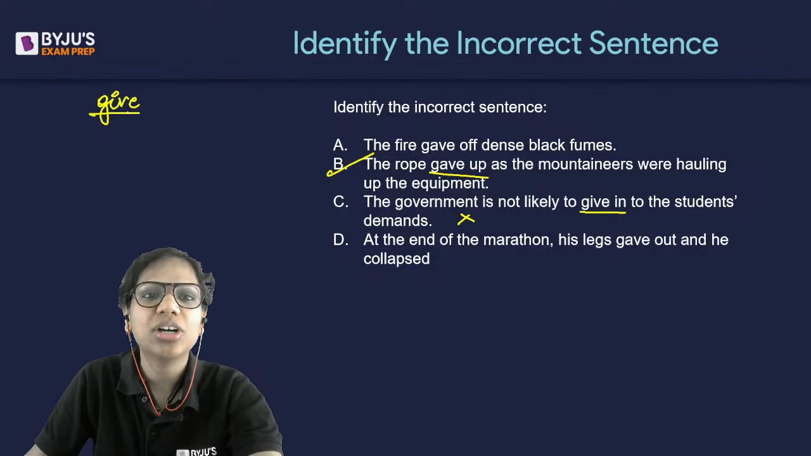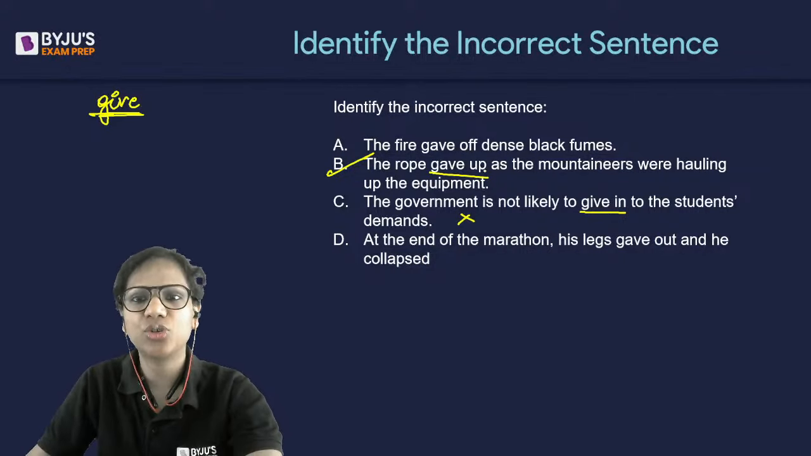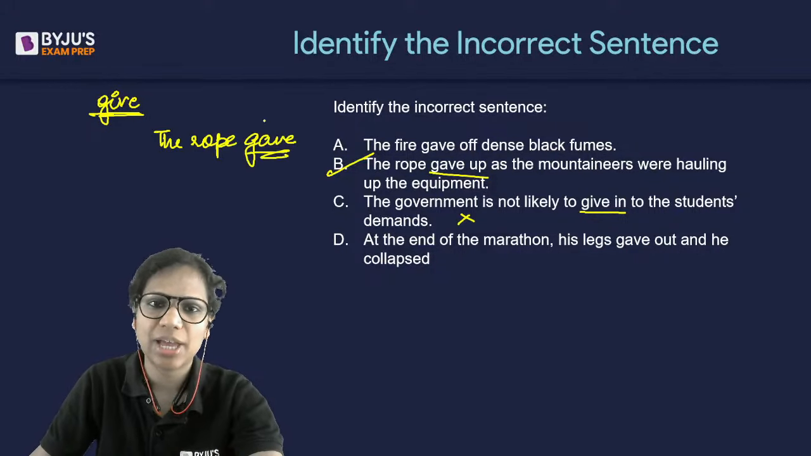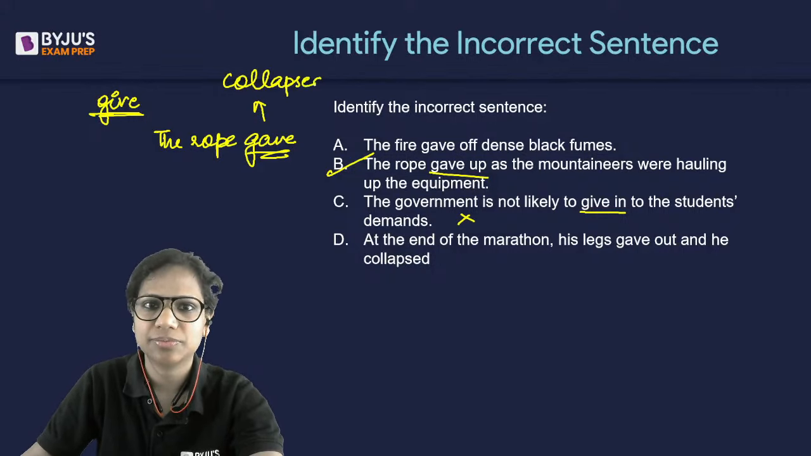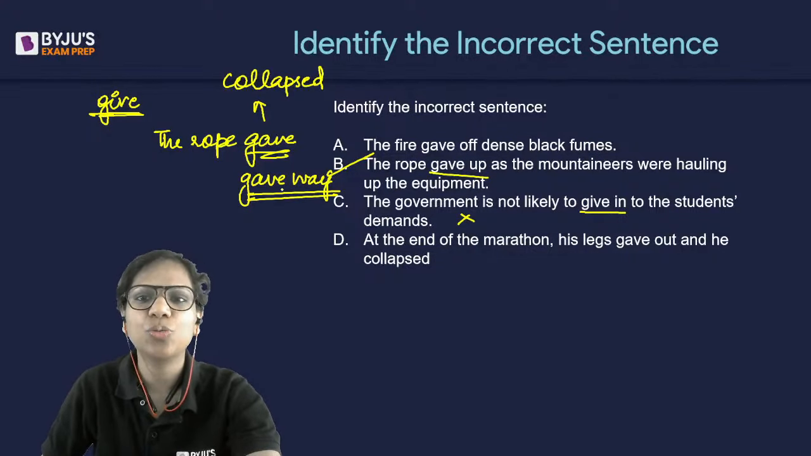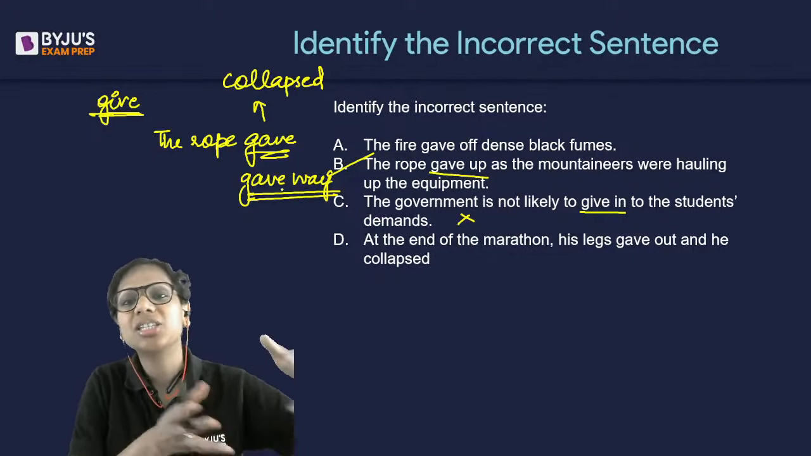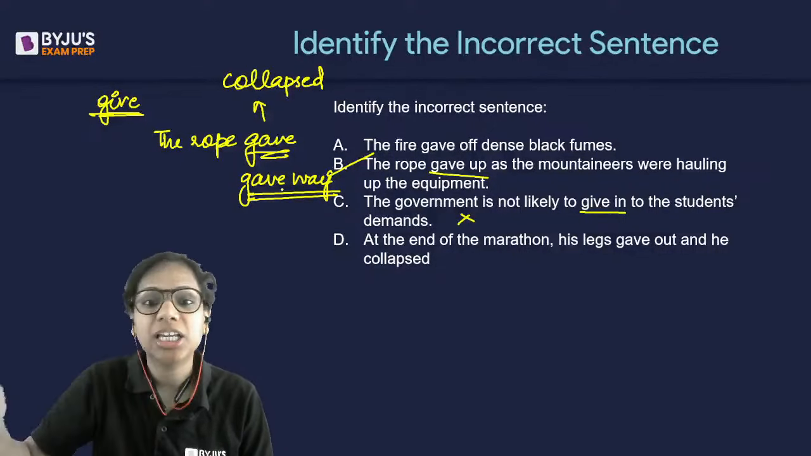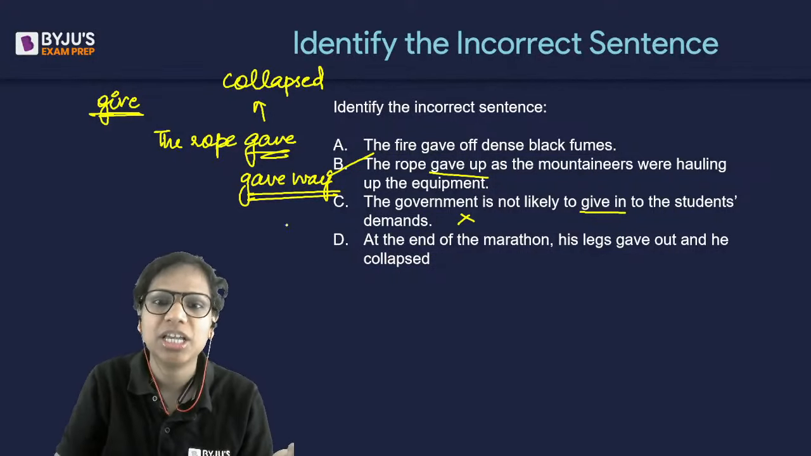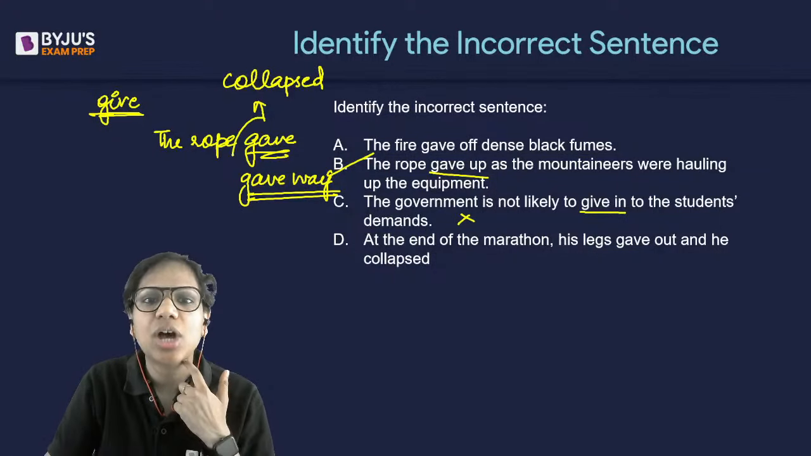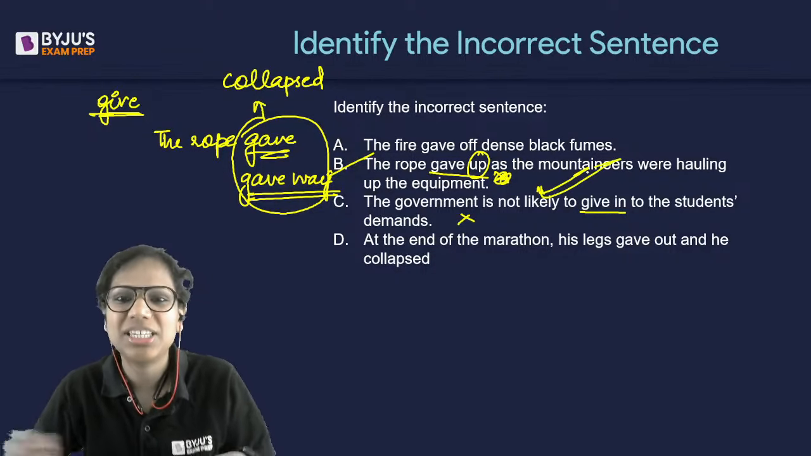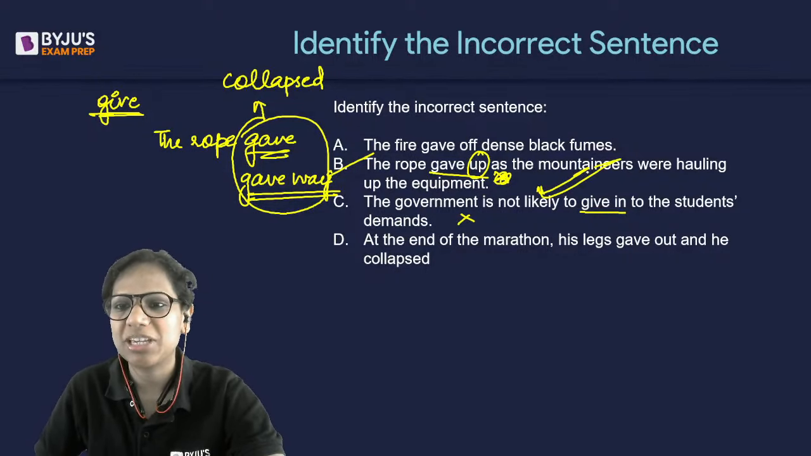It can break. So one way is that you just use give. The rope gave. When I say the rope gave, gave here means collapsed. Another way to put it is the rope gave way. Here, it does not mean giving someone the way. No, don't translate it to Hindi. Here, to give way is to again not be able to withstand pressure and to break, to collapse. That is what it means to give way, right? So either of these can be used here, but up is not correct. That's why B is our answer here. Hope this makes sense.